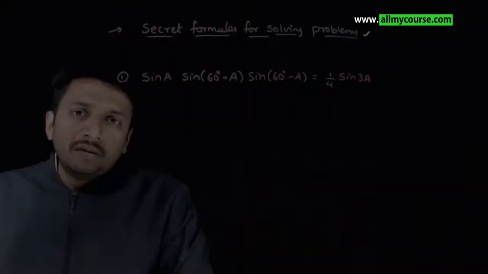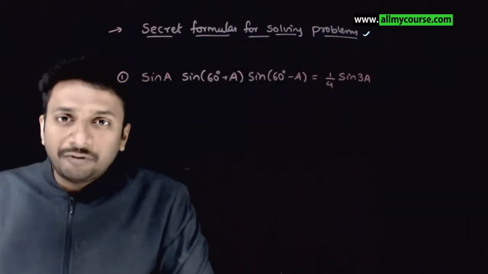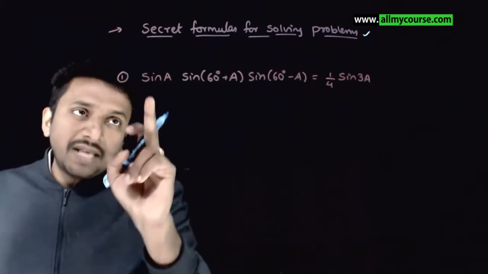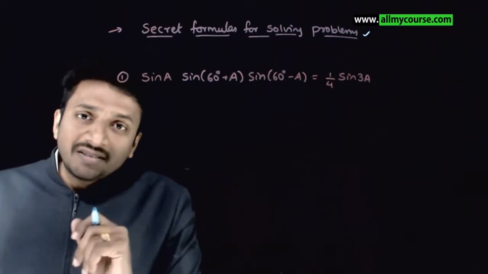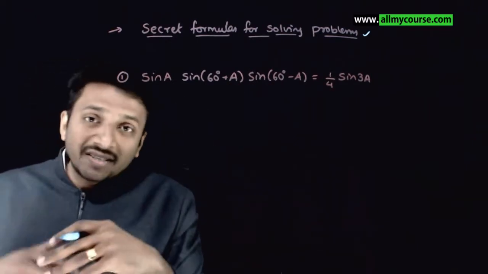So in this video, let us look at the logic of these 7 secret formulas. Let us try to explain the first one: sin A into sin(60 + A) into sin(60 − A) is equal to 1/4 of sin 3A. Let us see why this is happening.